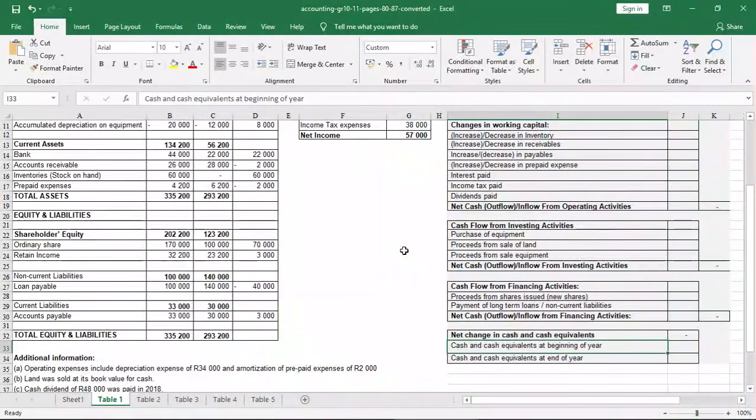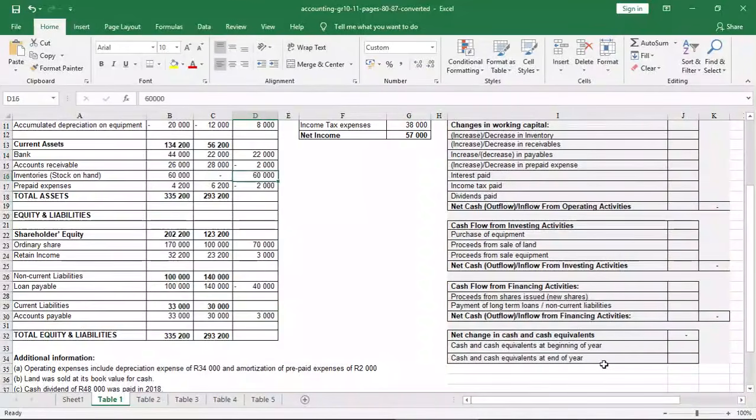So here we have cash and cash equivalent at the beginning of the year and cash equivalent at the end of the year. Now remember, our cash flow statement needs to balance. So what we are trying to calculate is the net cash and cash equivalents over here. So net change in cash and cash equivalent plus cash and cash equivalent at the beginning of the year has to equal cash and cash equivalent at the end of the year. So let's go and look for cash and cash equivalent at the beginning of the year and plug it in.